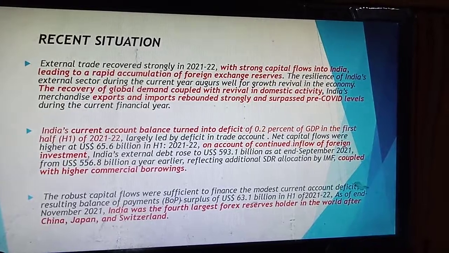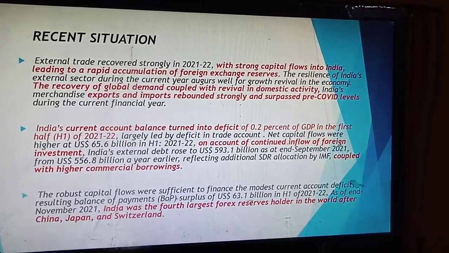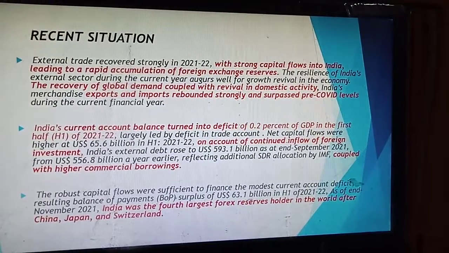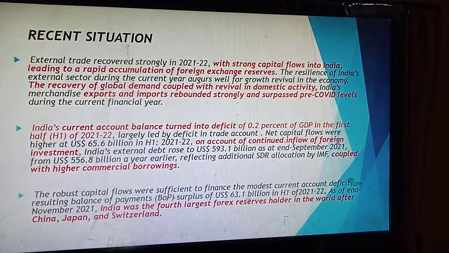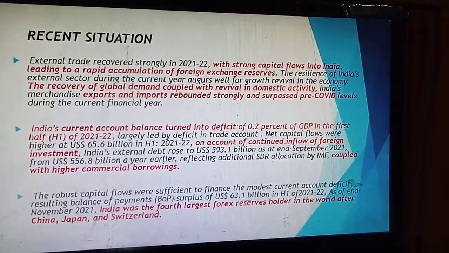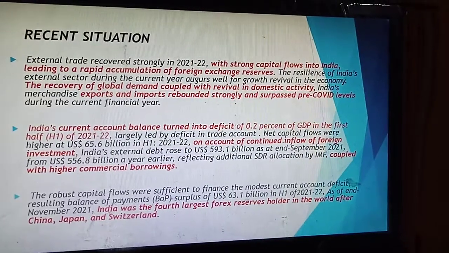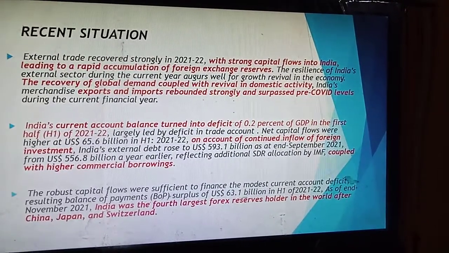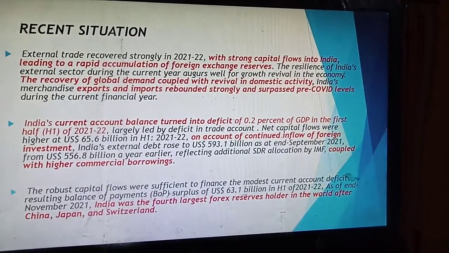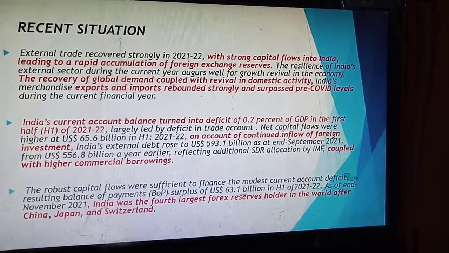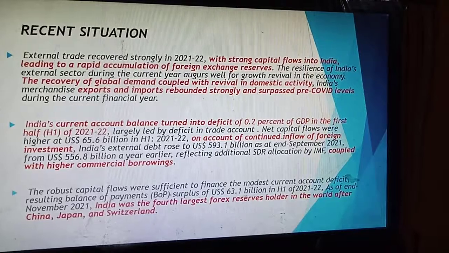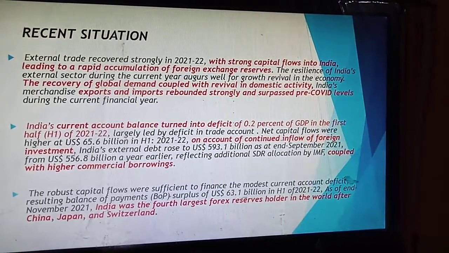This slide considers the recent situation. The external trade recovered strongly in 2021-22 with strong capital flow into India, leading to a rapid accumulation of foreign exchange reserves. With the recovery of global demand coupled with a revival in domestic activity, India's merchandise exports and imports rebounded strongly and surpassed the pre-COVID level. India's current account balance tilted to a deficit of 0.2% of GDP in the first half, that is H1, of 2021-22, on account of continued inflow of foreign investment.